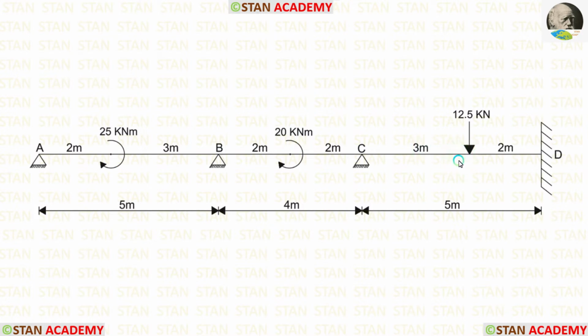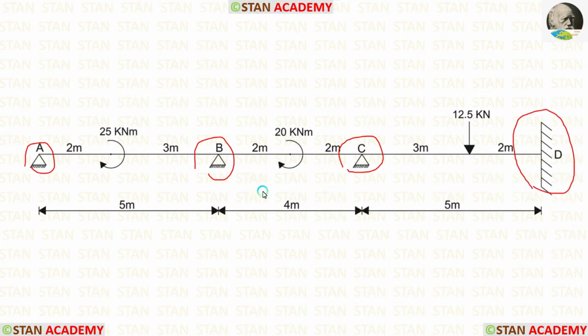In the span CD, there is a concentrated load 12.5 kN acting at 3 meter from the point C. In the points A, B and C, there are hinged supports. In the point D, there is a fixed support.